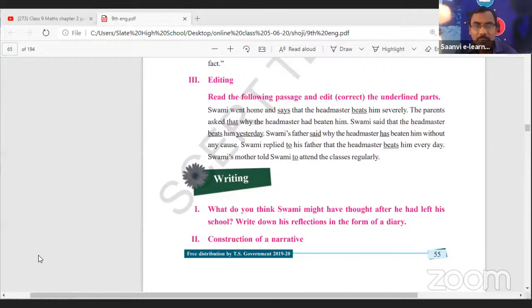And the next sentence: Swami's mother told Swami to attend the classes regularly. So no need of any changes, you will have to keep as it is. That "to" is a must there, and don't try to change that. Swami's mother told Swami to attend the classes regularly. Okay, have you all done that?